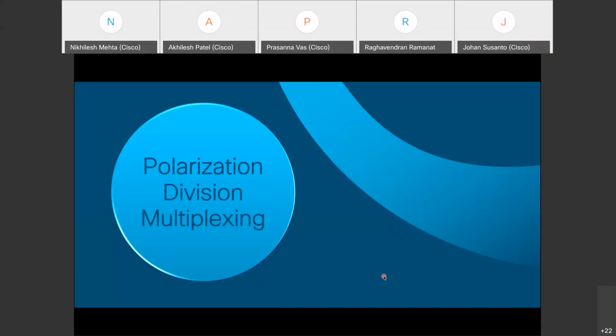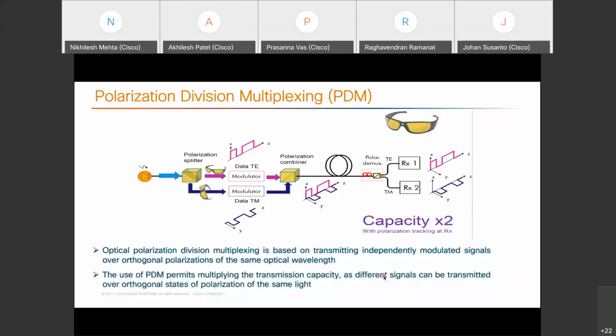Now coming to polarization division multiplexing. Till now we have seen time division multiplexing and wavelength division multiplexing. Now this one is how you can use the polarization of the wave to achieve higher capacity. As you know, light has X polarization and Y polarization. If you send unpolarized light through a polarizer, at the output you will get light with a polarization in a single axis, a single direction.